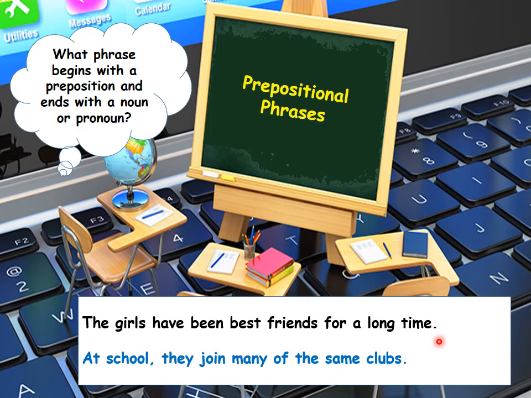Take a look at the second example. At school, they join many of the same clubs. Did you find the prepositional phrase? Very good. Here it's in the beginning. It's at school. At is a preposition, so at school is a prepositional phrase. But you know what? Here we have two prepositional phrases. Did you spot off? Off is another preposition. So off the same clubs is another prepositional phrase.